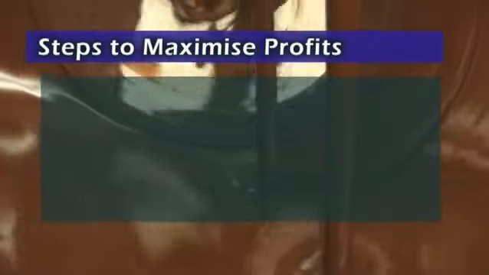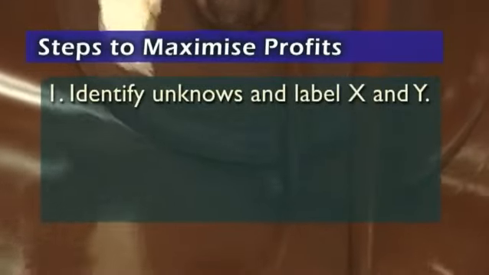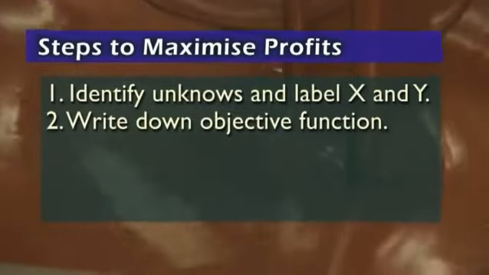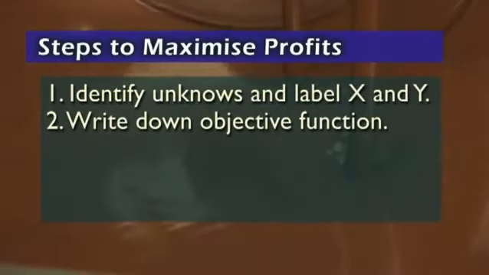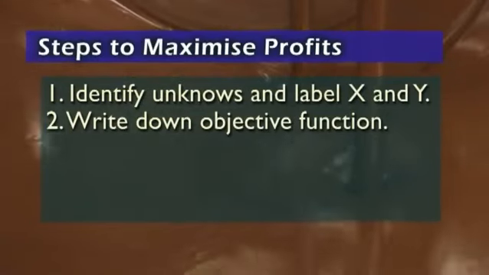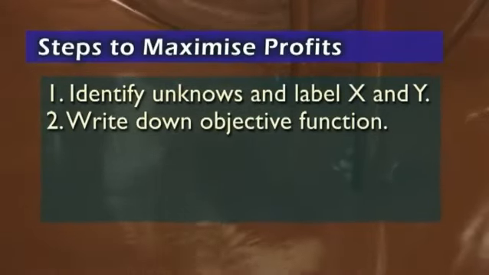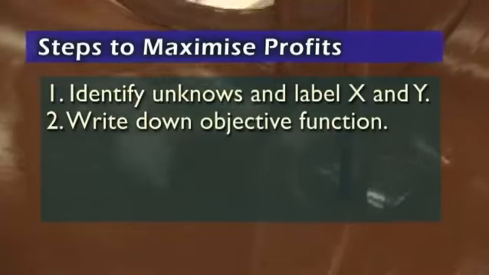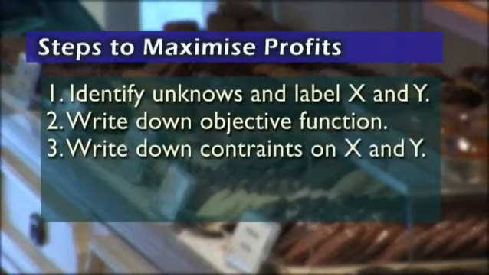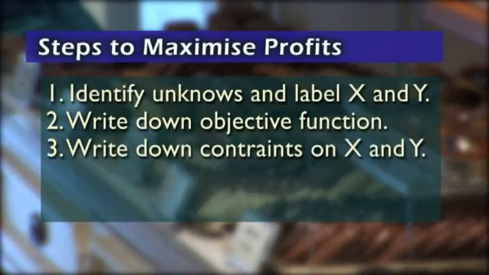And these are: first, identify the unknowns and label them in some way, X and Y or whatever. Second, write down an expression for the objective function, the thing you wish to maximise or minimise, and express it in terms of X and Y. In this case, we've got something to maximise, profit. Other times it might be something to minimise, such as the cost of doing something. Third, write down all constraints on the variables X and Y.